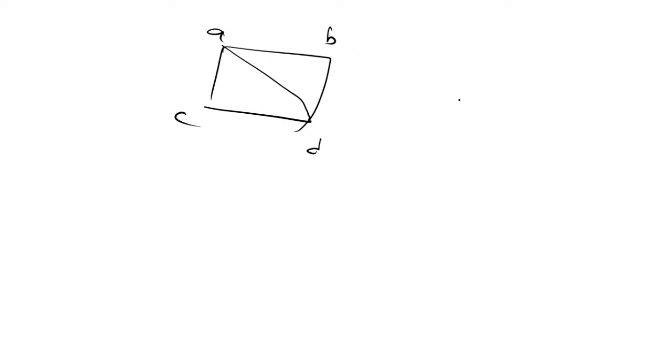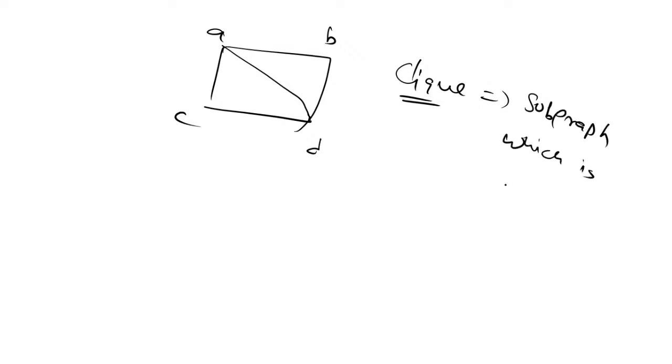Now, what is a clique? Clique is nothing but a subgraph which is a complete graph. So basically, a clique is nothing but a subgraph which is a complete graph, or I can say a clique is nothing but a complete subgraph.